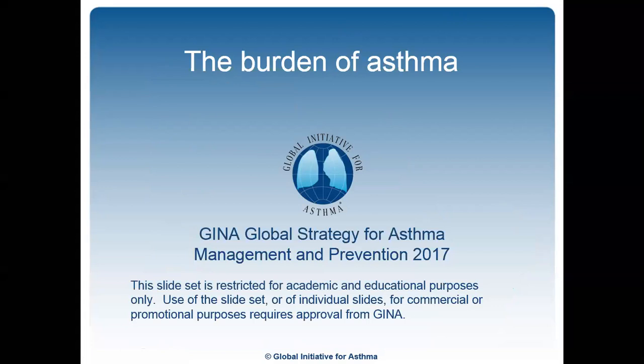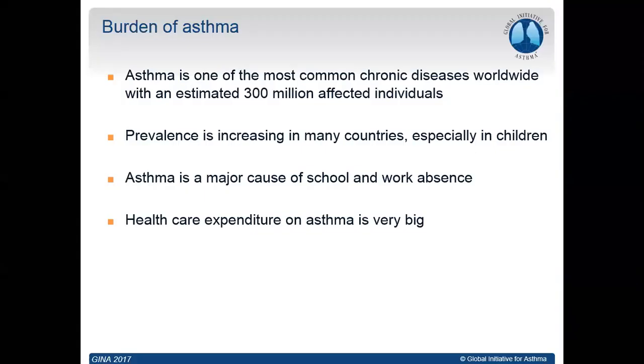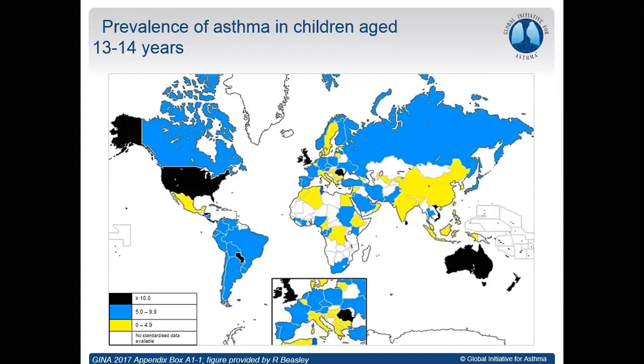Okay, so first is the burden of asthma. It is one of the most common chronic diseases worldwide, with more than 300 million affected individuals. So asthma is a big problem. Almost 10% in many countries are affected. It is increasing in many countries, especially in children, resulting in school and work absence, and health expenditure is also high. Looking at the burden, in developed countries like America and Australia it is more than 10%, and for India and Asian countries it's around 5%.